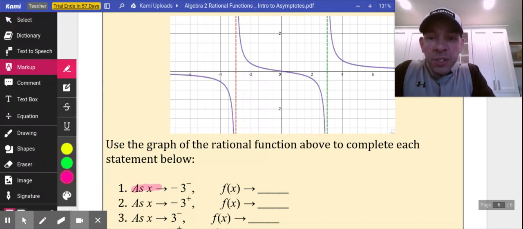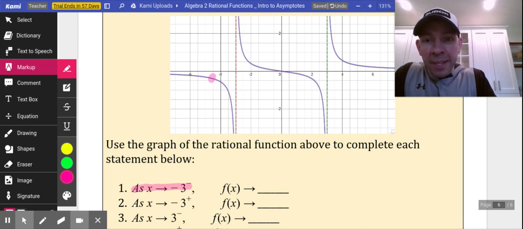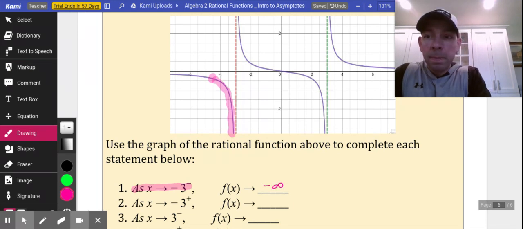as x approaches negative 3 from the left. So what I'd like to do is pick a point that is just to the left of negative 3, but also on the graph. So I'm thinking, okay, here's a nice point that's to the left of negative 3. Now I'm going to ride that graph. I'm going to follow that graph and get closer and closer to x equals negative 3. And what do you notice about the pattern? Yeah, the graph is decreasing without bound, so f of x is approaching negative infinity.